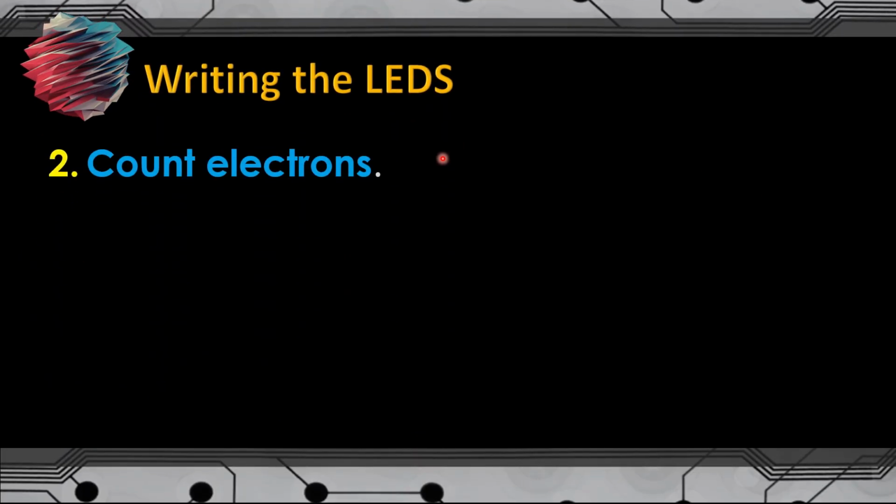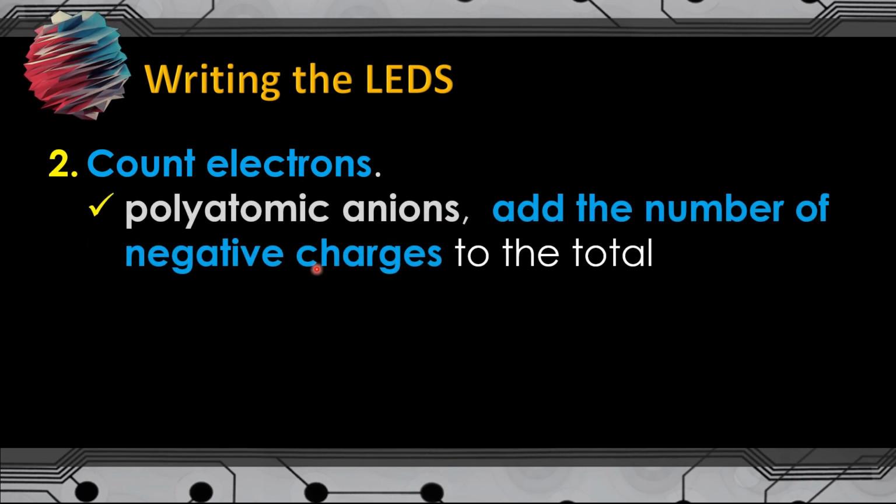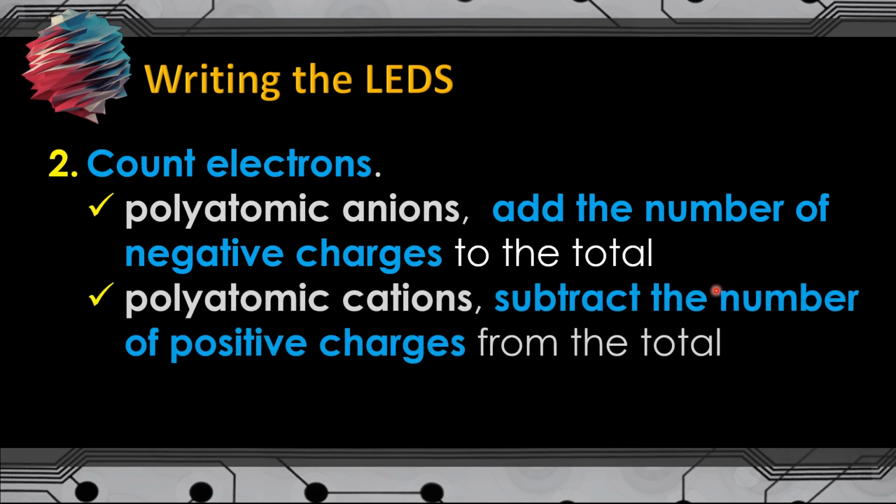The next step is counting the electrons. By electrons, we mean valence electrons, since they are the ones involved in chemical bonding. We take the total number of valence electrons from each atom. For polyatomic compounds that carry charges, for polyatomic anions, add the number of negative charges to the total, while for polyatomic cations, subtract the number of positive charges from the total.